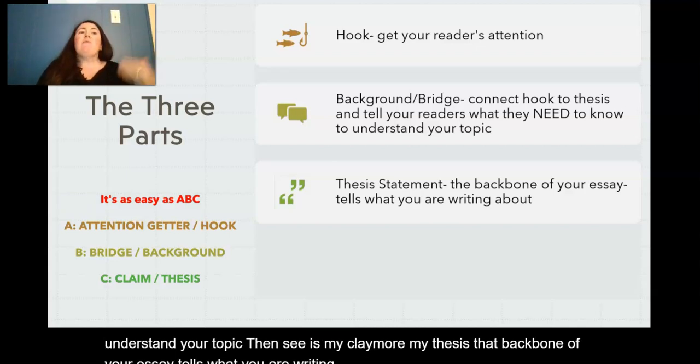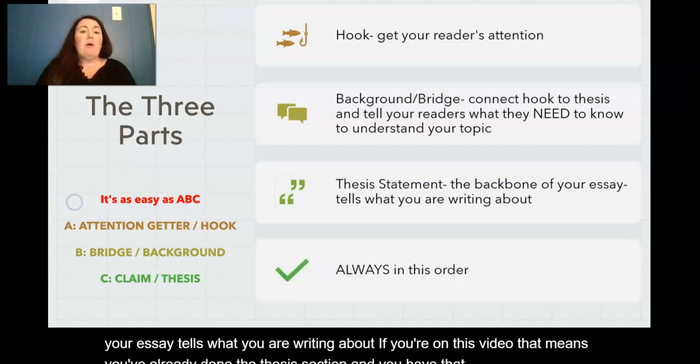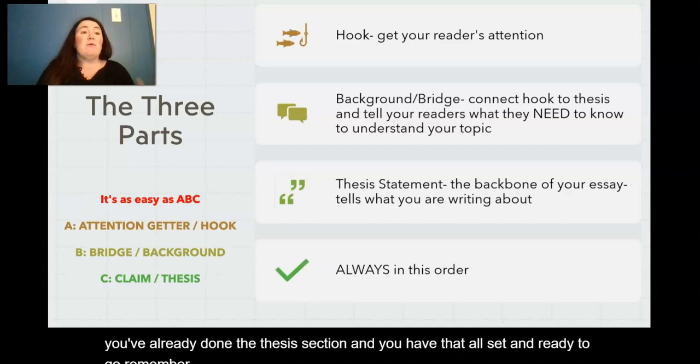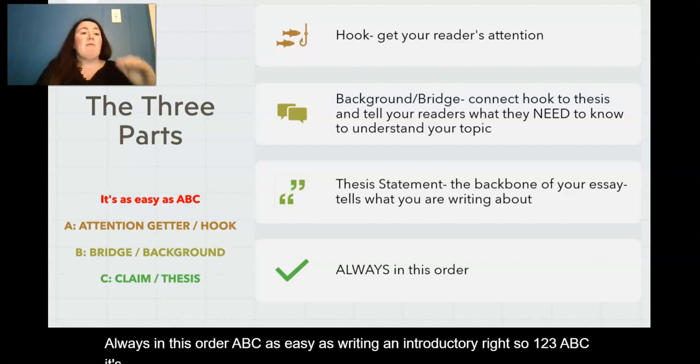If you're on this video, that means you've already done the thesis section and you have that all set and ready to go. Remember, it's always in this order, A, B, C, as easy as writing an introductory, right? So 1, 2, 3, A, B, C, it's always hook, background, thesis. So notice a paragraph could just be 3 sentences for an introduction.